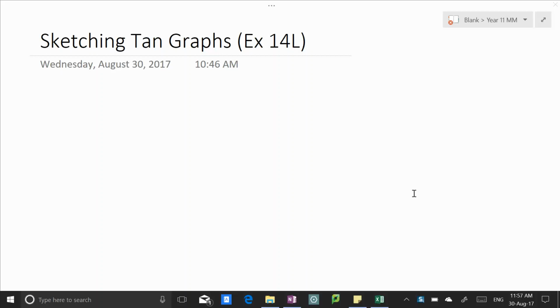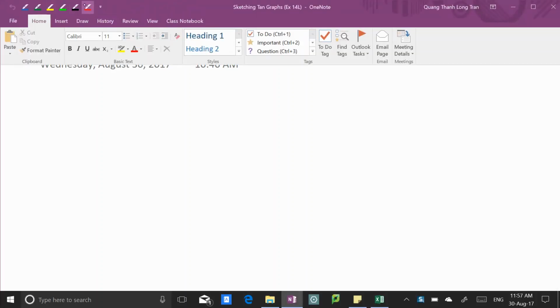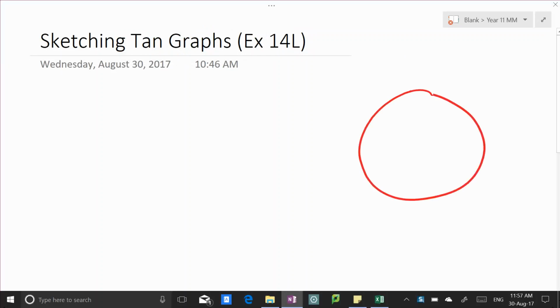Let's recap again. Unit circle. Let's draw a unit circle. I'm going to draw a unit circle here. So we've got a unit circle: 1, 1, negative 1, negative 1. Yeah? A unit circle has a distance or radius of 1.